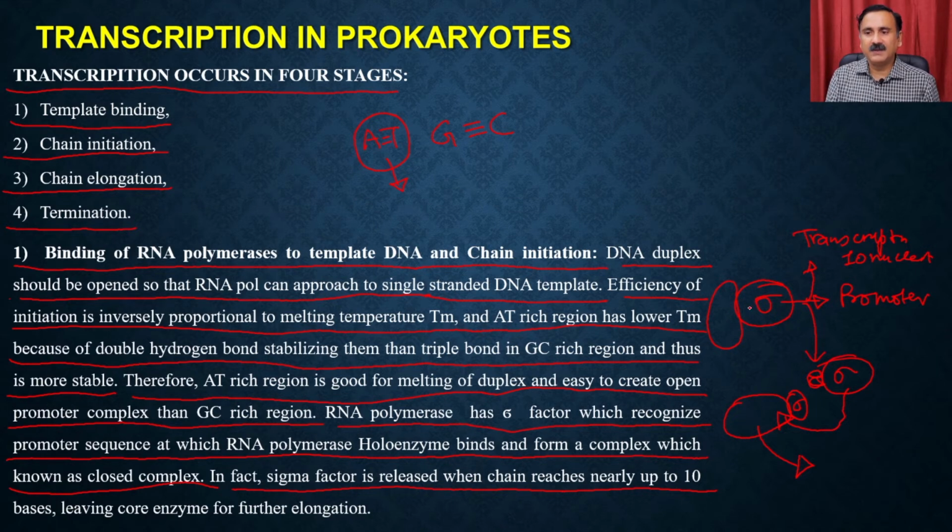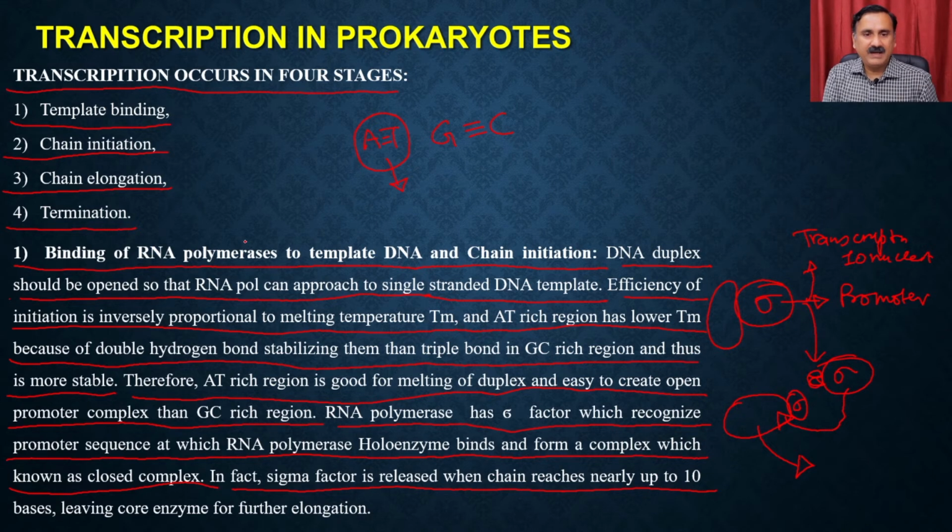So you don't have to synthesize many types of sigma factor. You can work with one or two sigma factors to recognize the different types of promoters, and that's why you can utilize the factors more optimally.